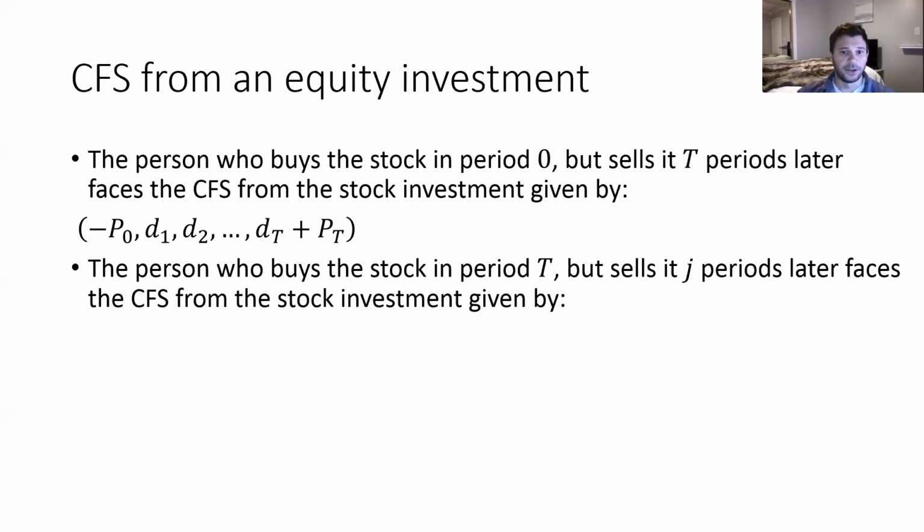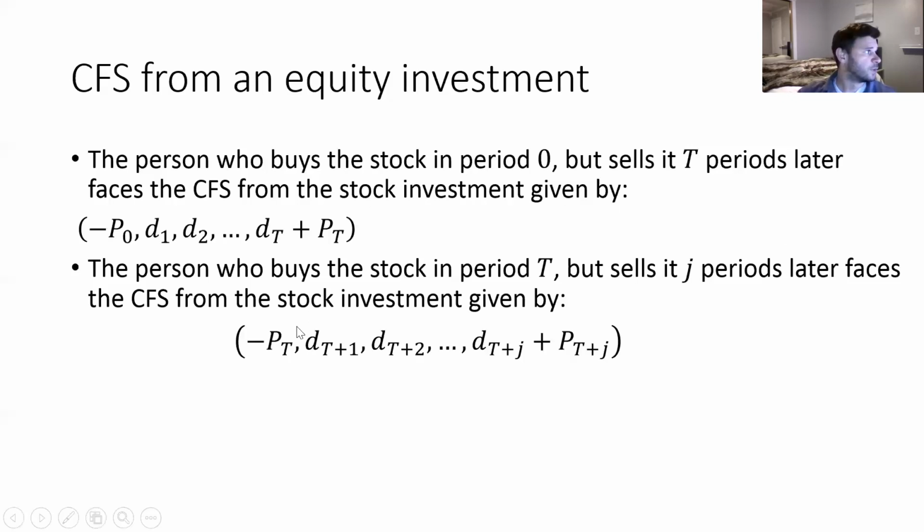If that happens, the same period that the person who bought it in period 0 sold the stock in period T has to be when this person buys it. So we can think of this as being the same time period, the period where the first person sells it, and then the period where the person who buys it faces the cash outflow. And then what happens? Well, the next person who owns the stock collects a bunch of dividends, and then they sell it, which means they collect the gross sales price of the stock.